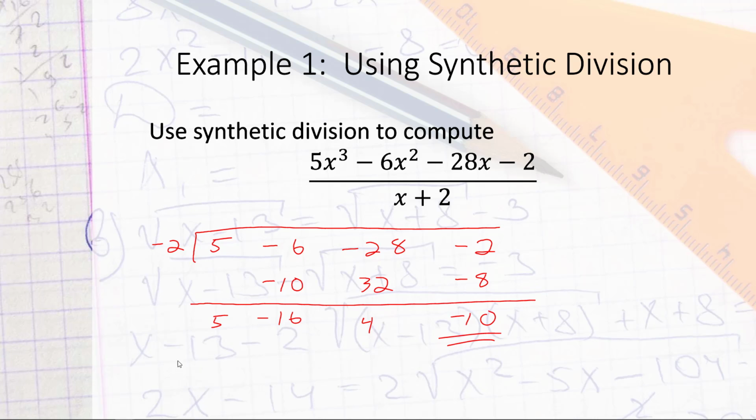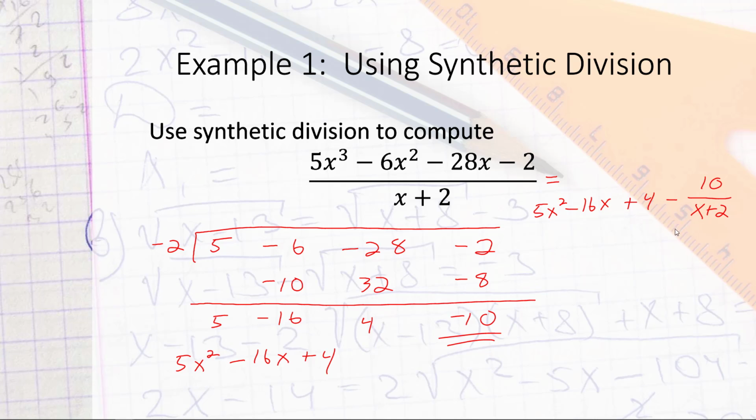And our quotient is going to be 5x squared minus 16x plus 4. Therefore, this is going to be equal to 5x squared minus 16x plus 4 plus, no, not plus, let me fix that. Because it's a negative 10, it's going to be minus 10 divided by the divisor, which is x plus 2.